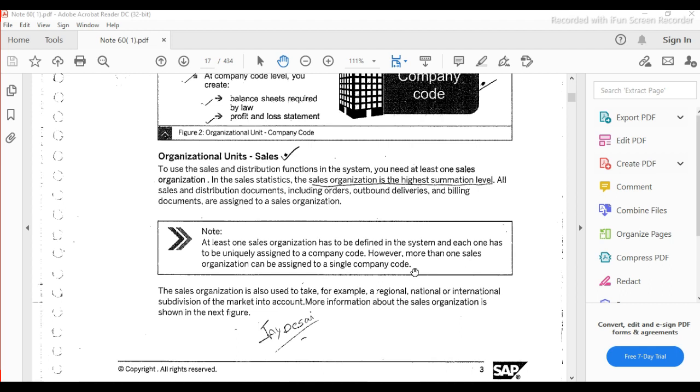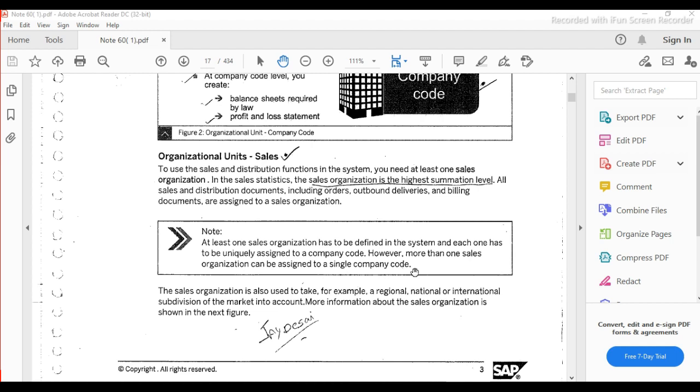It means you need at least one sales organization in order to run a sales transaction in the SAP system. So at least you have to define one sales organization. You can define n number of sales organizations, but at least one. This is the first point. The second point is that with a company code you can assign more than one sales organization.